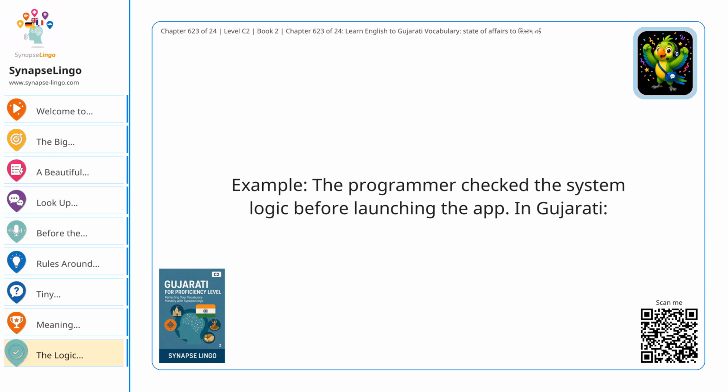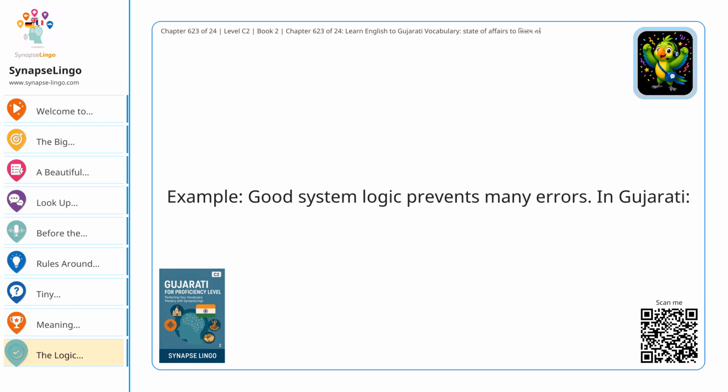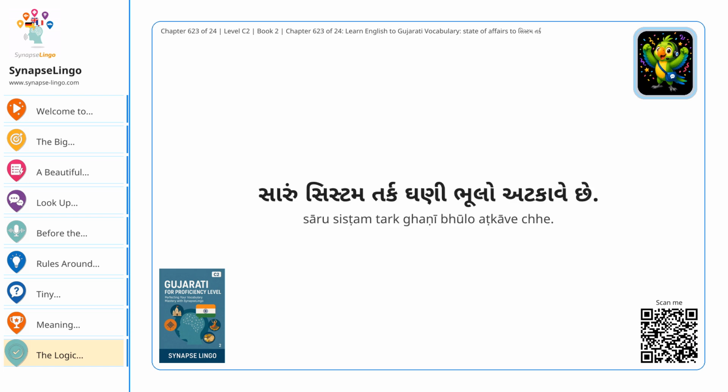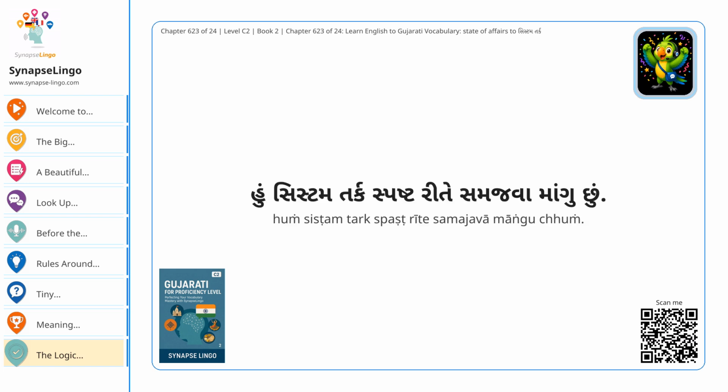Example. The programmer checked the system logic before launching the app. In Gujarati. પ્રોગ્રામરે એપ લોન્ચ કરતા પહેલા સિસ્ટમ તર્ક ચકાસ્યું. Example. Good system logic prevents many errors. In Gujarati. સારું સિસ્ટમ તર્ક ઘણી ભૂલો અટકાવે છે. Example. I want to understand the system logic clearly. In Gujarati. હું સિસ્ટમ તર્ક સ્પષ્ટ રીતે સમજવા માંગુ છું.